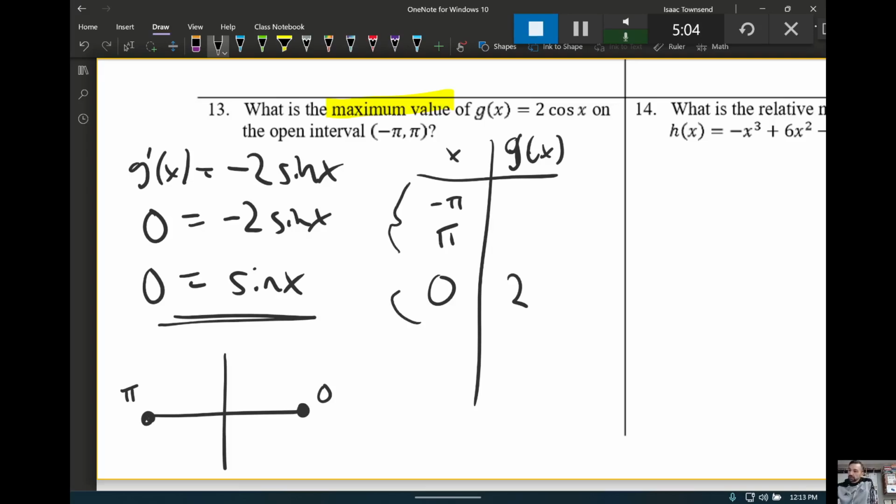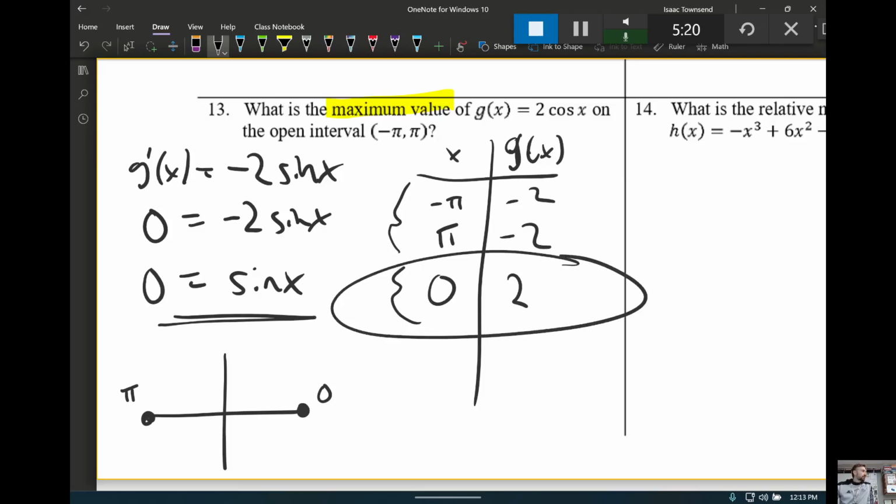endpoints, critical numbers, some of that overlaps. You plug in pi, you get 2 times -1. Plug in negative pi, you get 2 times -1. So what we did this morning in those notes, to me, is more efficient because I'm not guessing what they're talking about. I tested the endpoints, I tested the critical numbers, I know the answer has to be there.